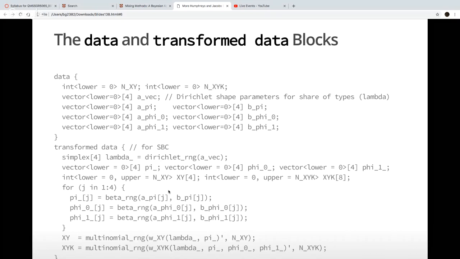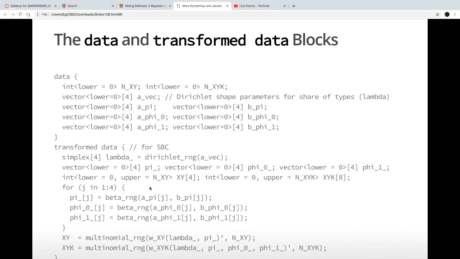Then similarly, I declare, because I'm going to have to fill them in later, realizations for pi, for phi0, and for phi1, and realizations for the data, of which there are in x, y. So this is going to have 4 elements to it, and this one for x, y, and k is going to have 8 elements to it. And then I go to fill those in.